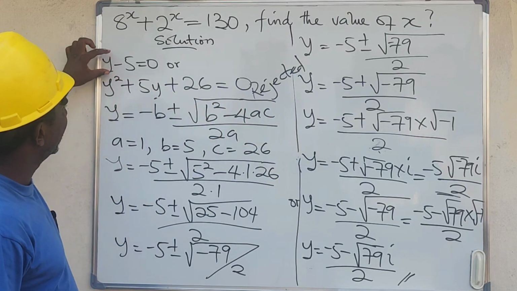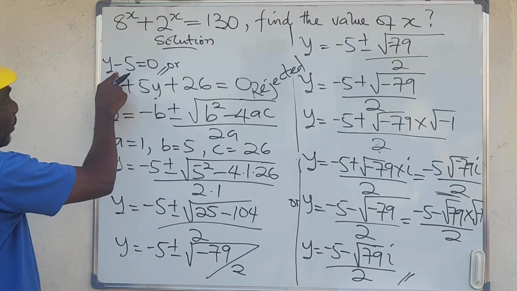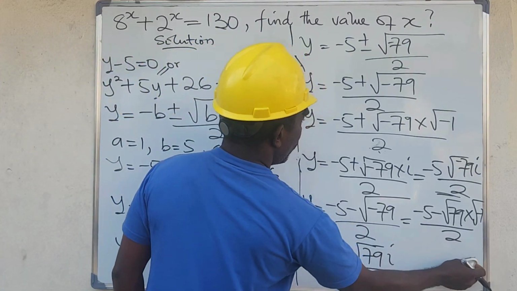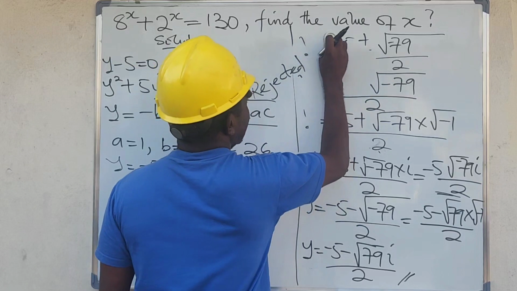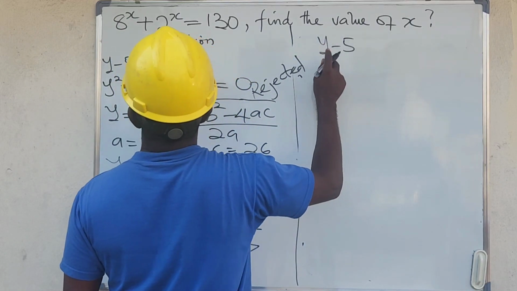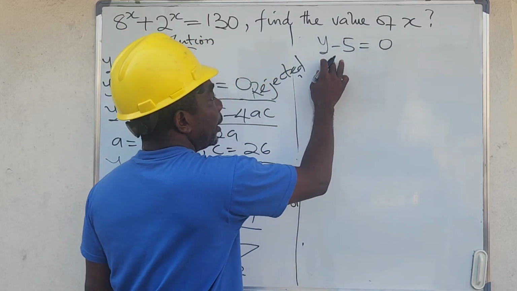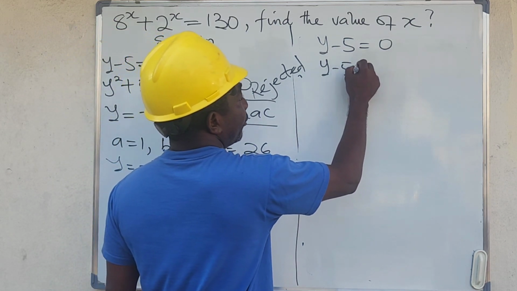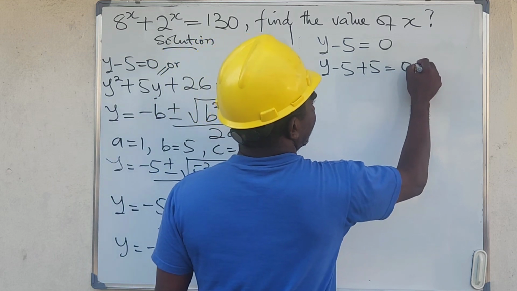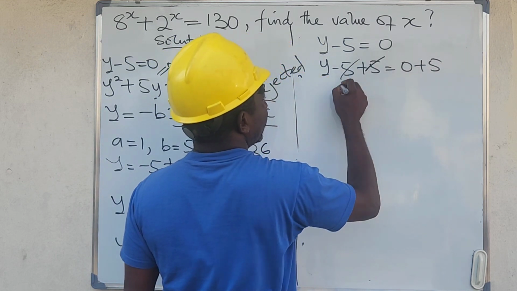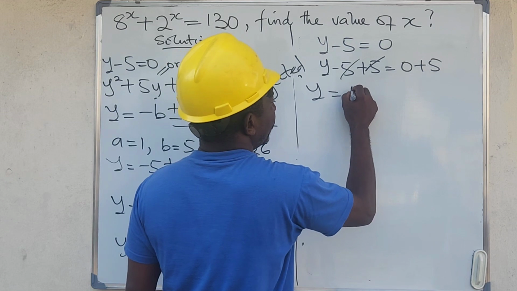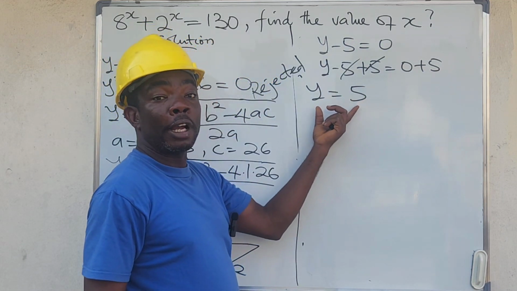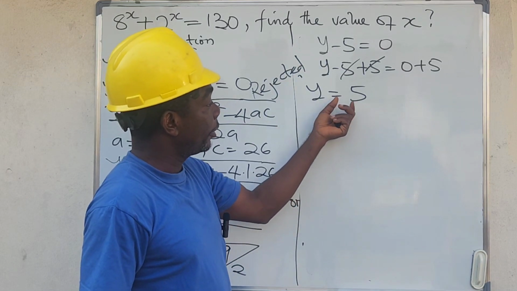So we are going to take our first factor, which is y minus 5 equals 0, to find the solution of y. In this case, we'll add 5 to both sides. So y minus 5 plus 5 equals 0 plus 5. This one will cancel here, and we have y equals 5, because 0 plus 5 equals 5. So the value of our y equals 5 here.